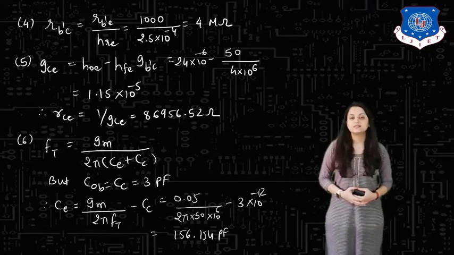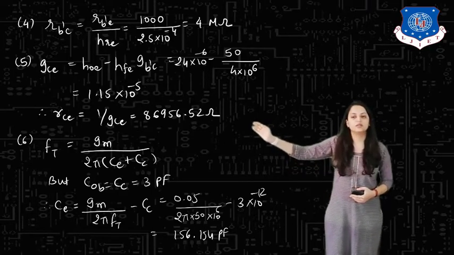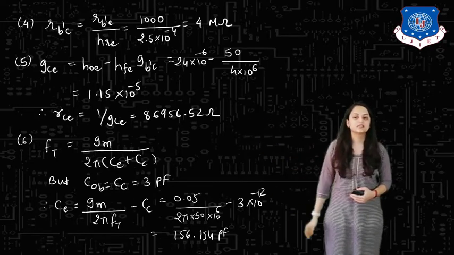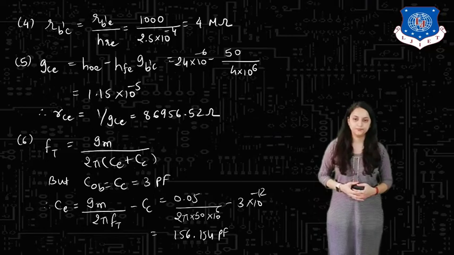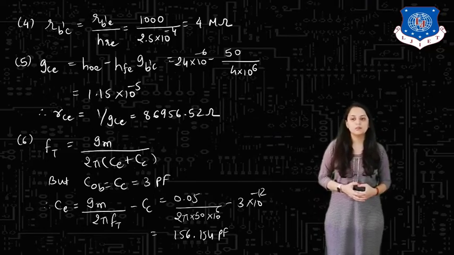And we know that RC is what? Inverse of GC, that is equal to 1 by GC. So if we find the value of 1 by 1.15 into 10 raised to minus 5, we will get the value 86956.52 ohms. The next is FT, that is equal to GM upon 2 pi (CE plus CC).